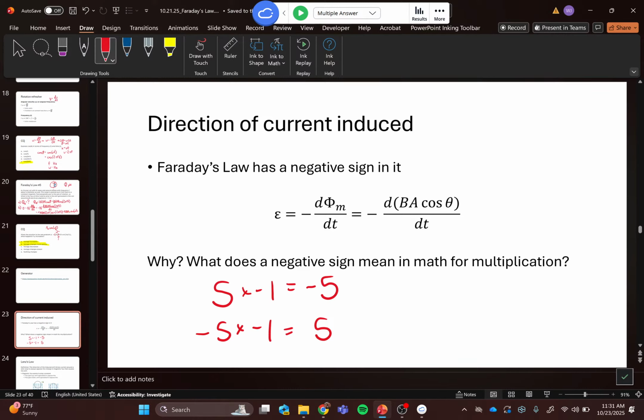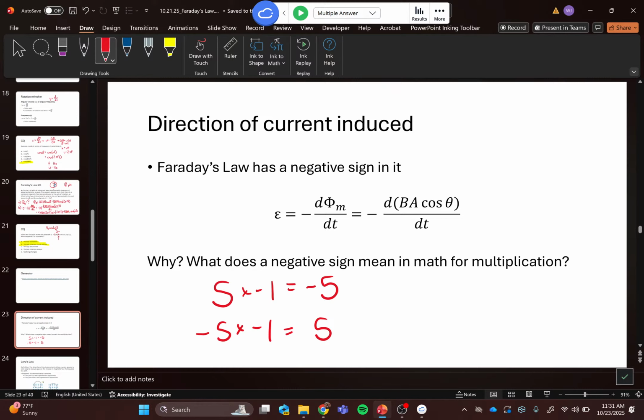Let's apply that to this problem. What does this negative sign mean then? It means I'm going to generate a voltage to oppose, to do the opposite of the change. So whatever change is happening here, I don't want it. I'm going to make the opposite to counteract it. That's what that negative sign represents. I'm going to make a voltage to oppose this change.